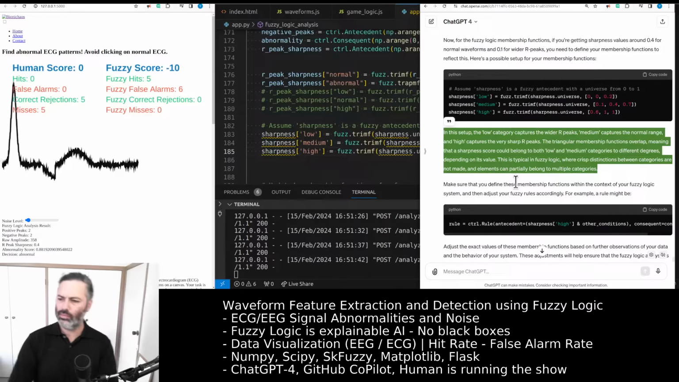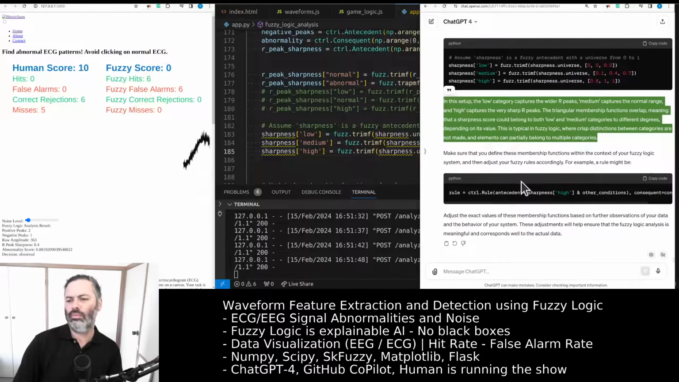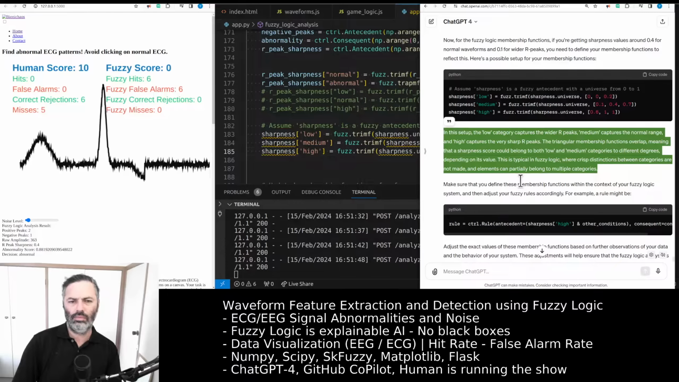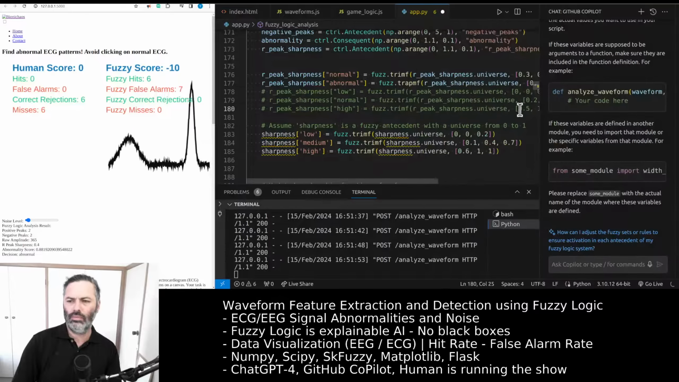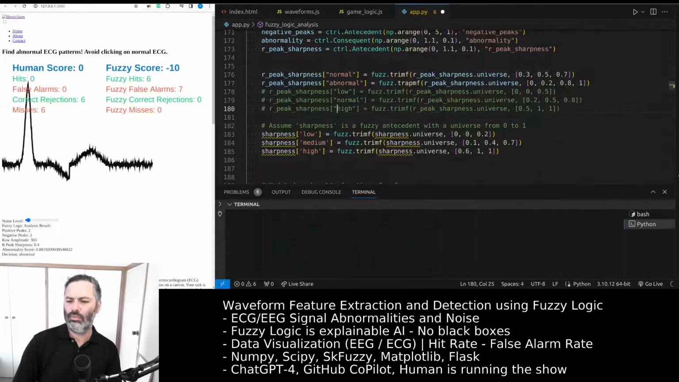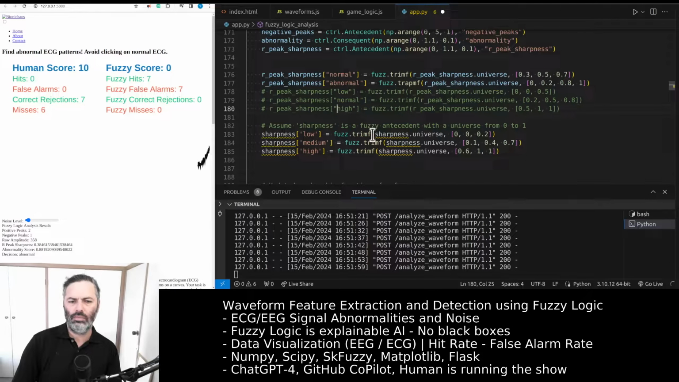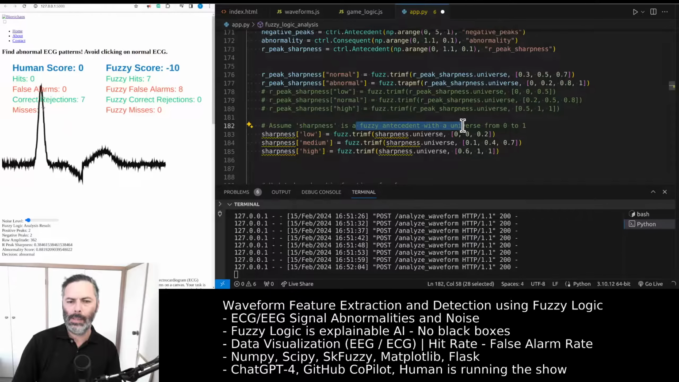In this setup, the low category captures the wider R peaks, medium captures the normal range, and high captures the very sharp R peaks. The triangular membership functions overlap, meaning that a sharpness score could belong to both low and medium categories to different degrees, depending on its value. This is typical in fuzzy logic, where crisp distinctions between categories are not made, and elements can partially belong to multiple categories.